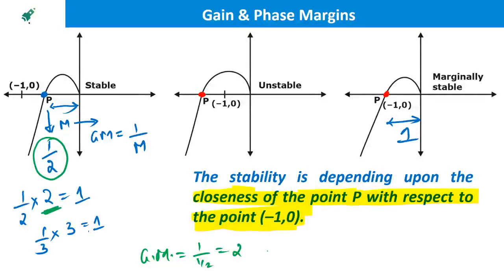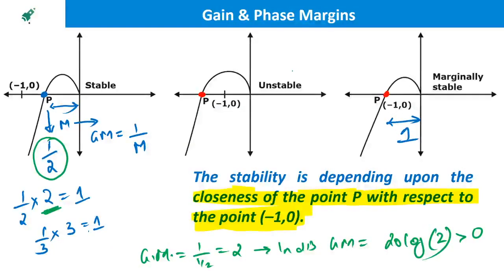Okay. Now, in the form of decibel, this gain margin will be equal to 20 log 2. If the absolute value is 2, the gain margin in decibel is 20 log 2. Okay, and that is going to be positive.